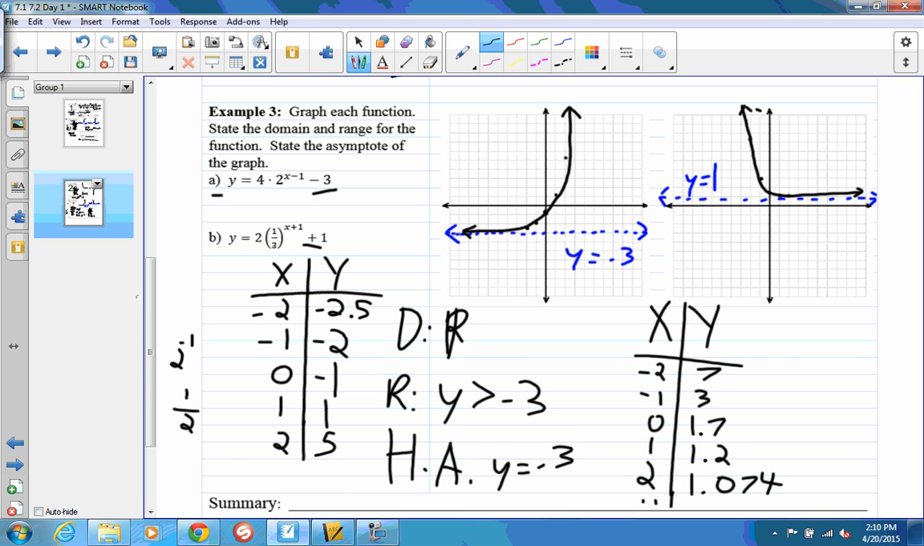So domain on this guy, all real numbers again, right? Range, Colton? Y is what? Greater than, right? I'm always above 1 in this. Y greater than 1, and I have a horizontal asymptote at y equals 1.